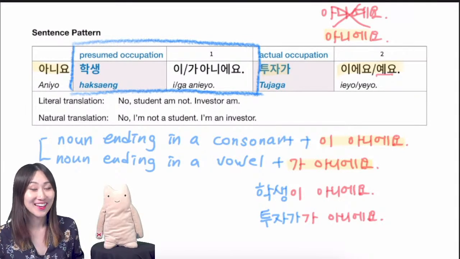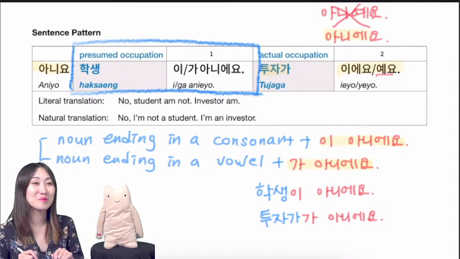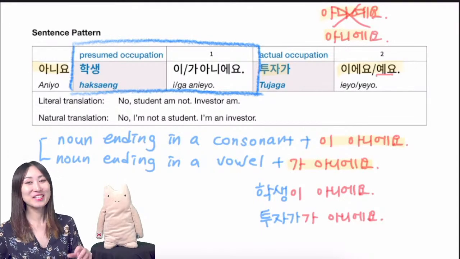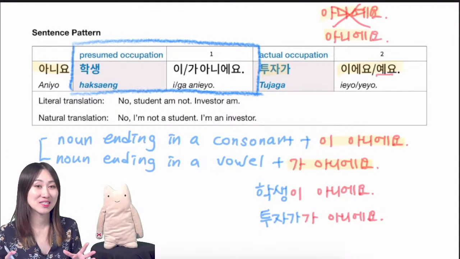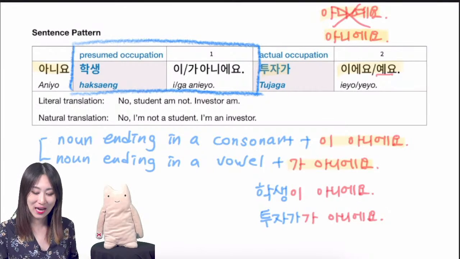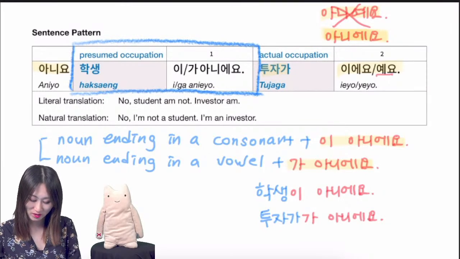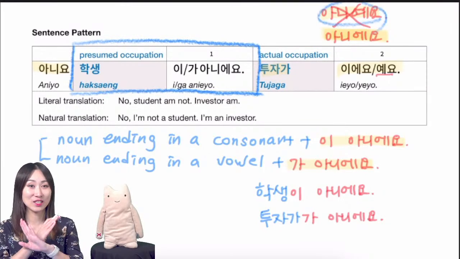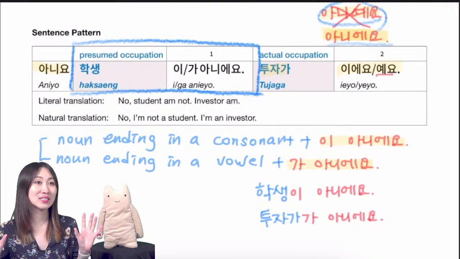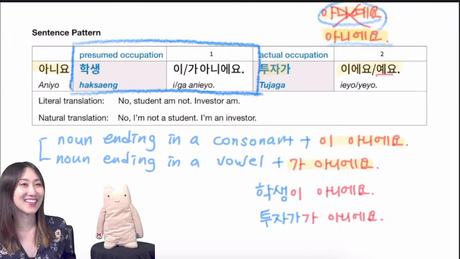And you know what? Actually, even some native Korean people make a mistake, but according to the correct grammar, it is 아니에요. The first one does not exist in Korean, even if Korean people make a mistake like that. 아니에요 is the only one that exists. Okay.